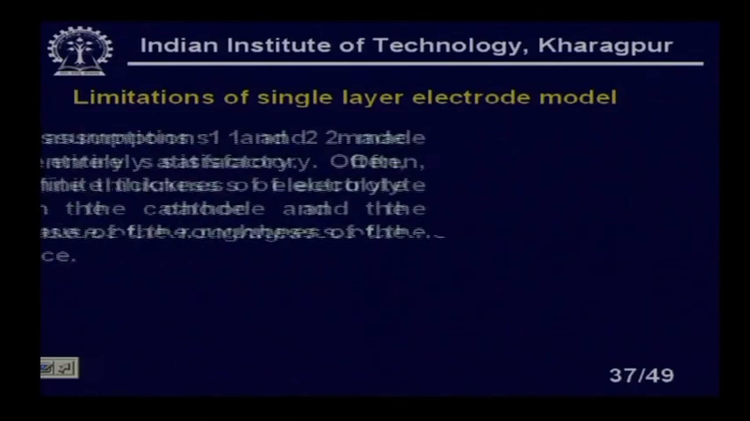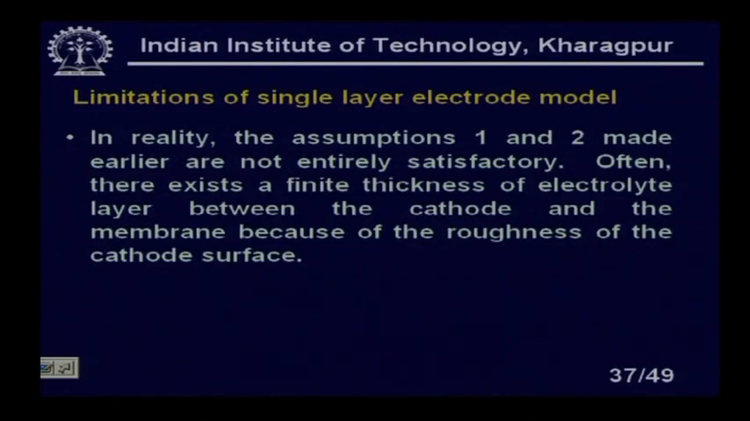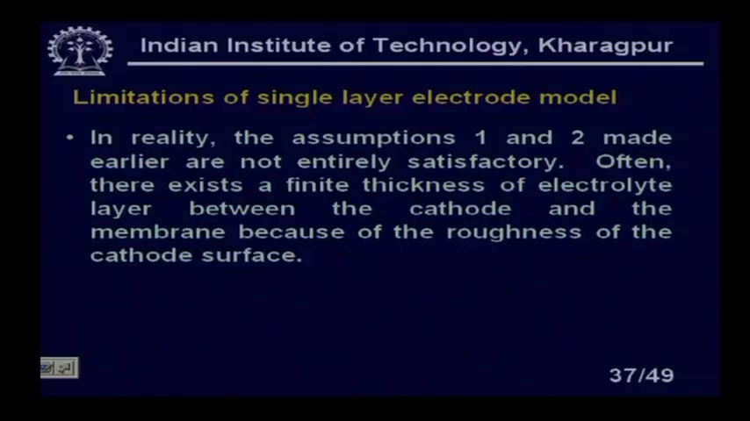Limitations of the single layer electrode model. In reality, the assumptions 1 and 2 made earlier are not entirely satisfactory. We made some assumptions at the very beginning to build the theory. Often there exists a finite thickness of electrolyte layer between the cathode and the membrane. We have assumed that there is no electrolyte layer in between, but there is a finite layer of electrolyte between the cathode and the membrane.